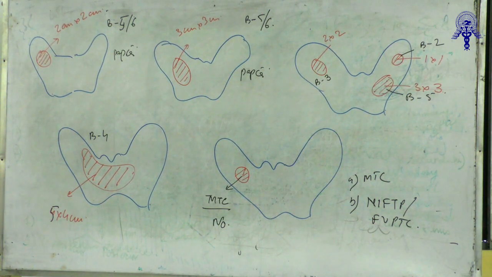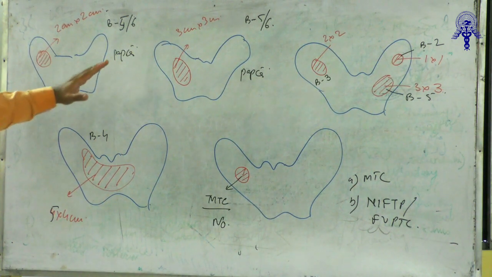Third, USG has not revealed any neck node, but during the surgical procedure, you find there is something in the central node. If you are getting a central node which you suspect to be malignant, in that case, obviously you have to go for total thyroidectomy, right? So this is scenario 2.